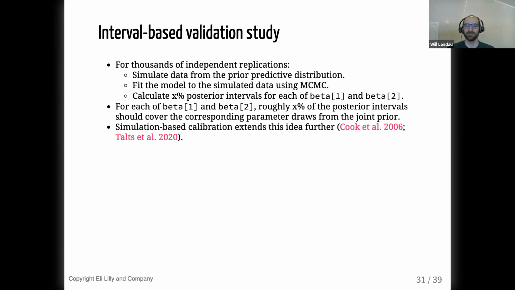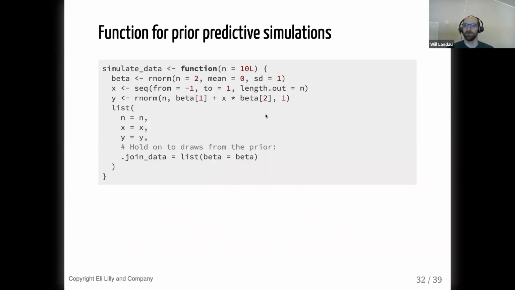And to the extent that it can do that is the extent that the model is well calibrated. So if we have 95% posterior intervals, which are the Bayesian equivalent of your 95% confidence intervals, we expect those intervals to cover these parameters 95% of the time if the model is implemented correctly. And so this is what we're doing.